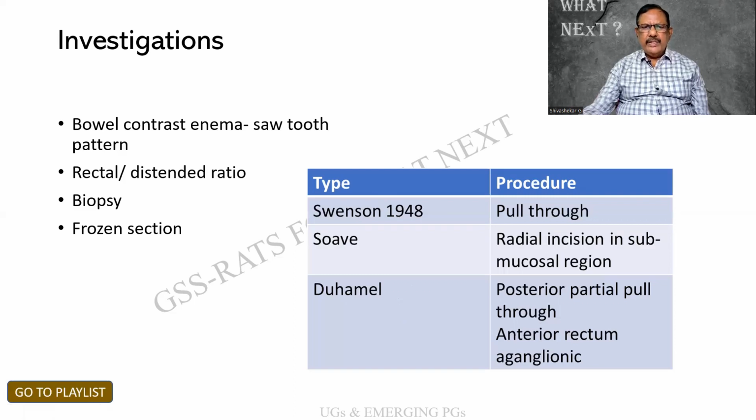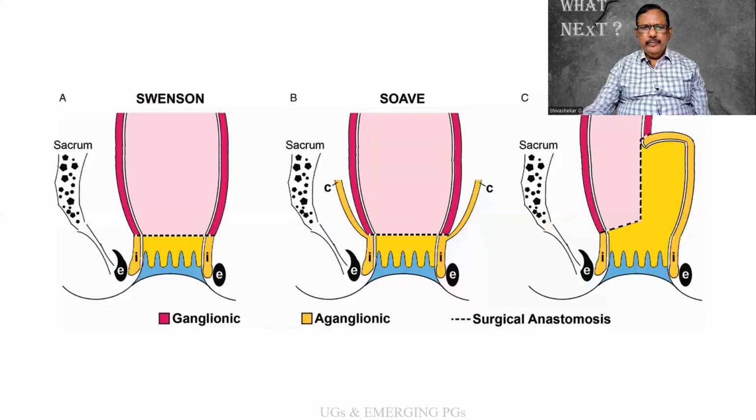Your surgical counterparts can be better picks. Swenson, Soave, and the last one. So I find that here it is a pull through, a short segment, and the normal segment is pulled down. Here, an ostomy is being made for the escape of the gas, and once there is a collapse, then there is a corrective surgery that is made as a second step. In the third one, this is the aganglionic segment, the yellow portion, and part of the ganglionic segment is pulled out so that partial peristalsis is there, sufficient for the normal function.